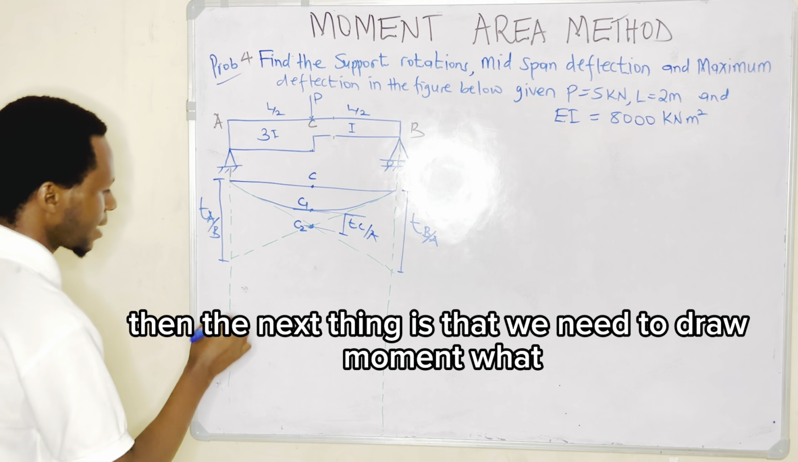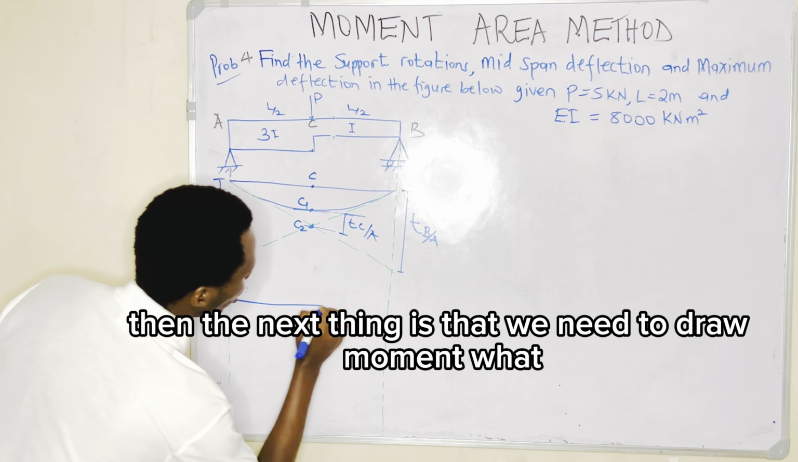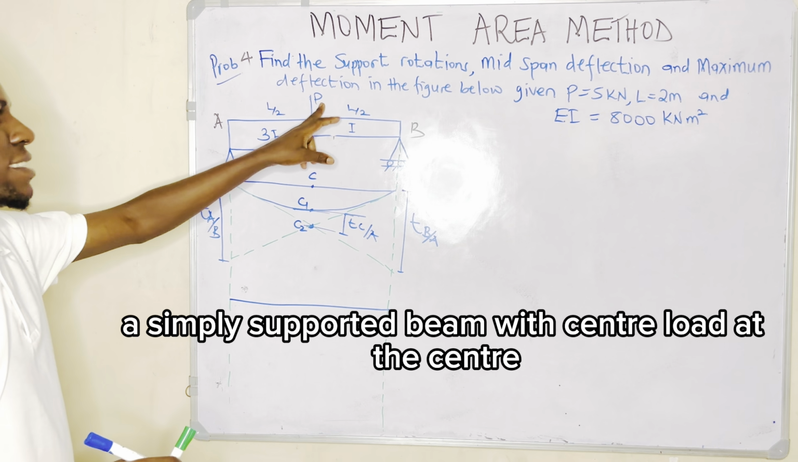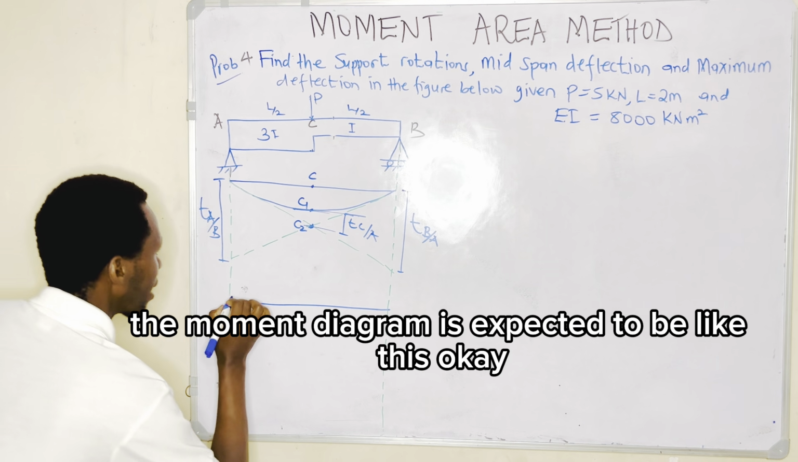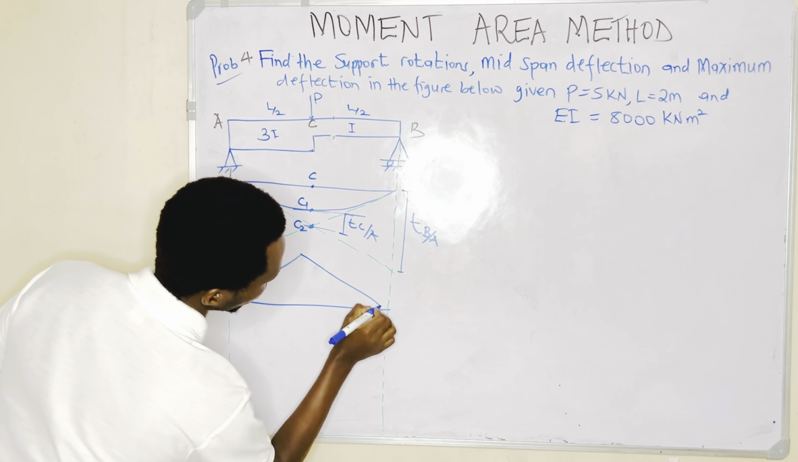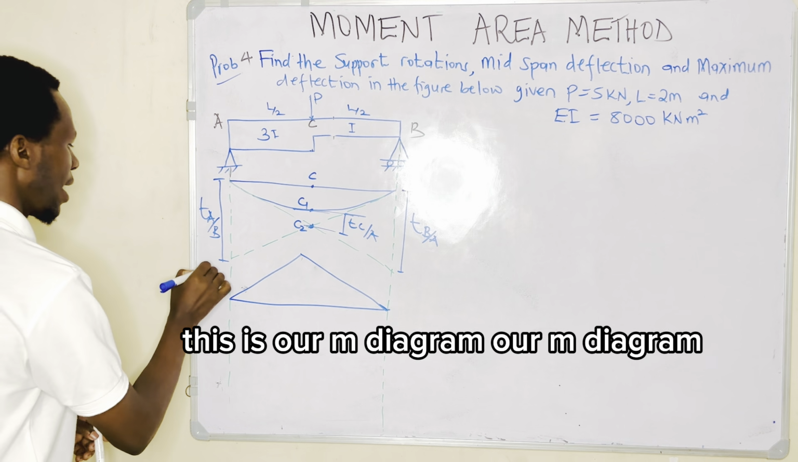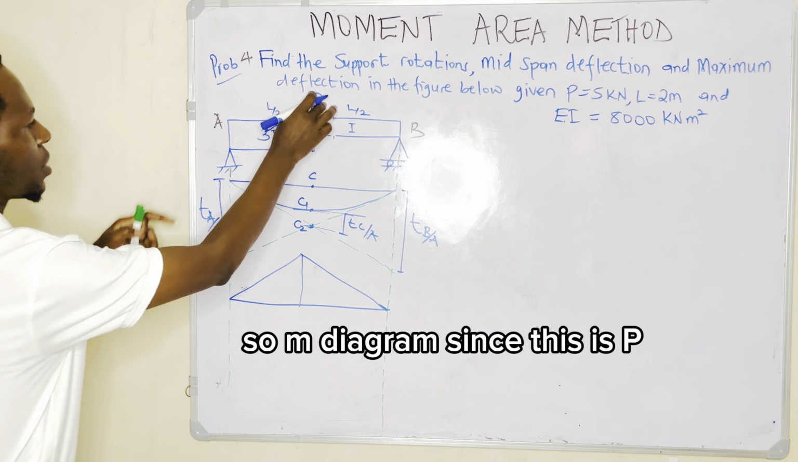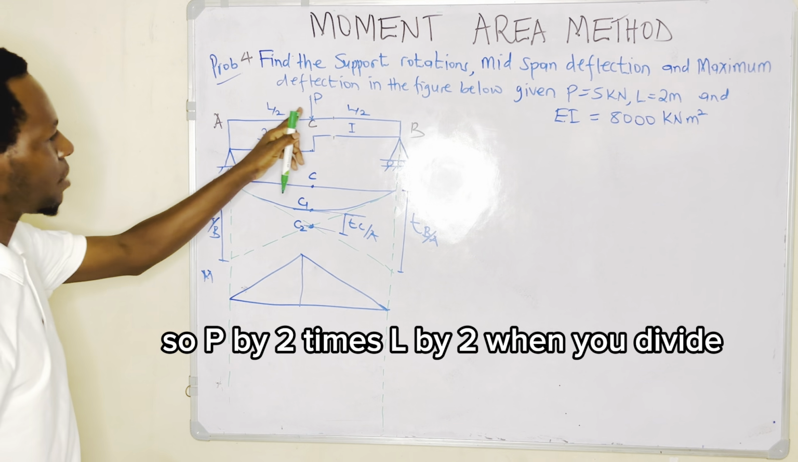Then the next thing is that we need to draw the moment diagram. A simply supported beam with a load at the center. The moment diagram is expected to be like this. This is our M diagram. Since this is P, the reactions are P by 2 on this side and P by 2 on this side. So P by 2 times L by 2 is PL by 4. This is our moment diagram.